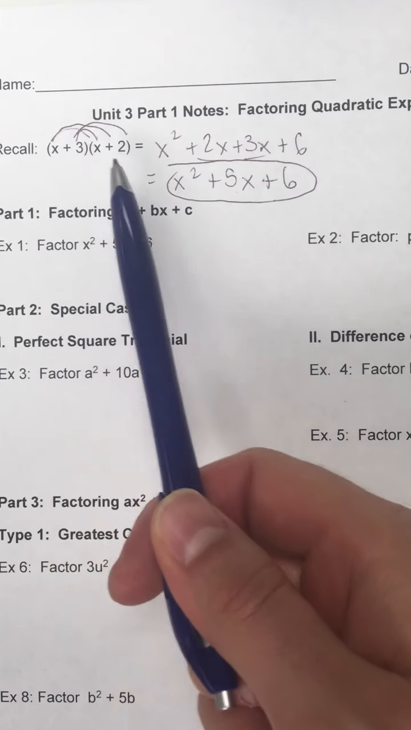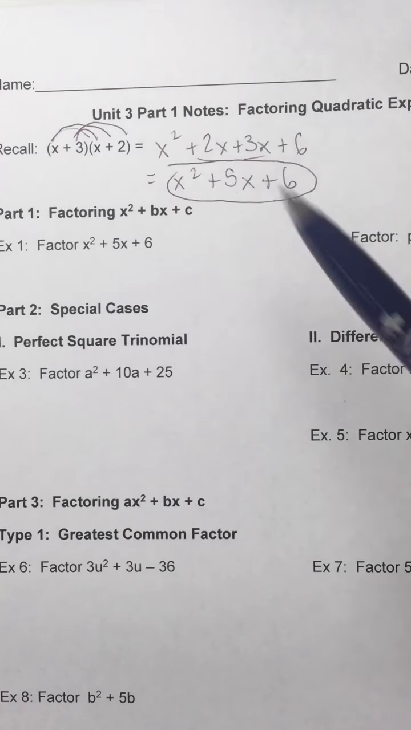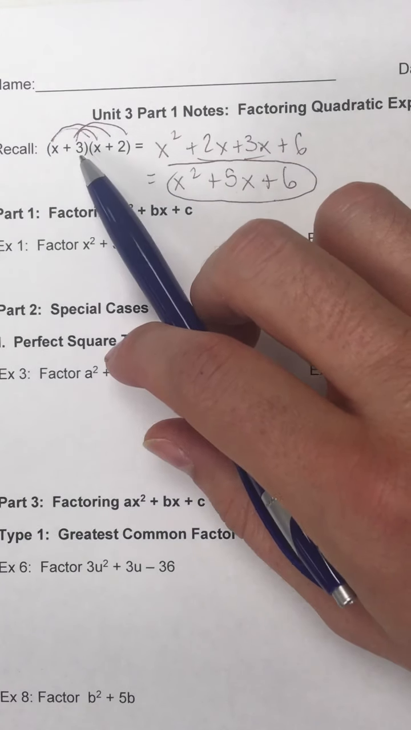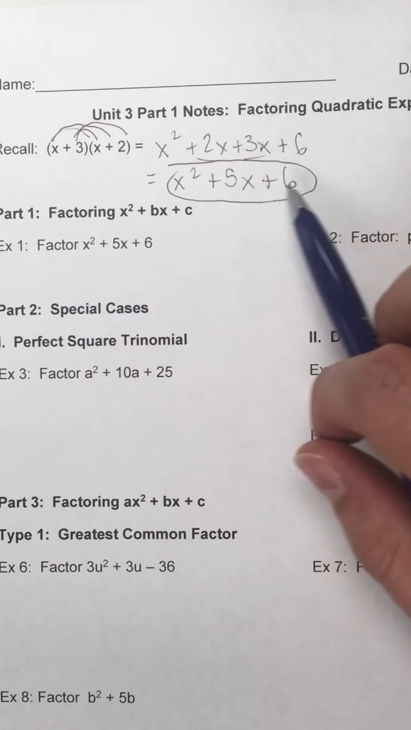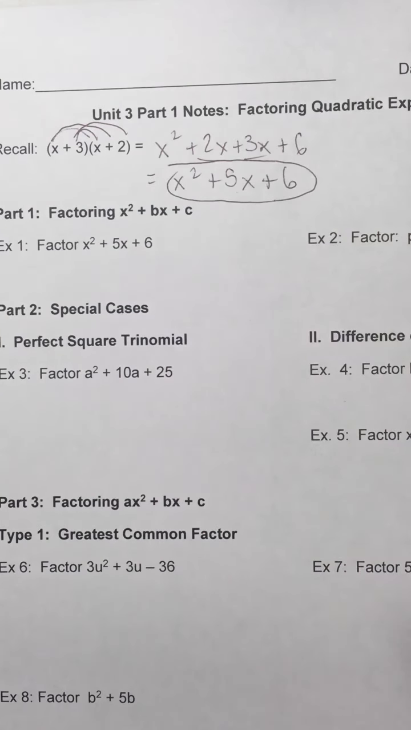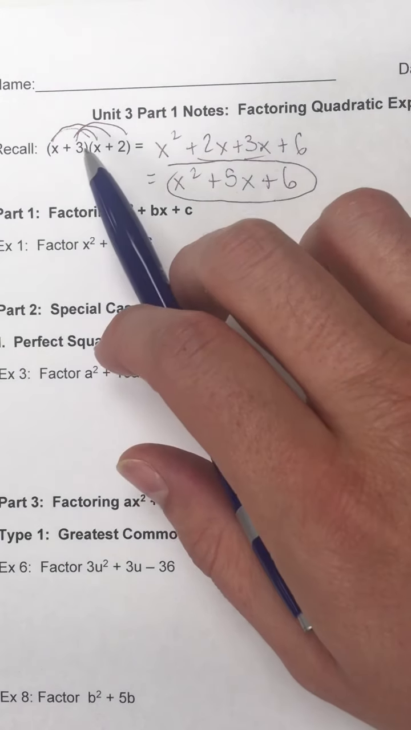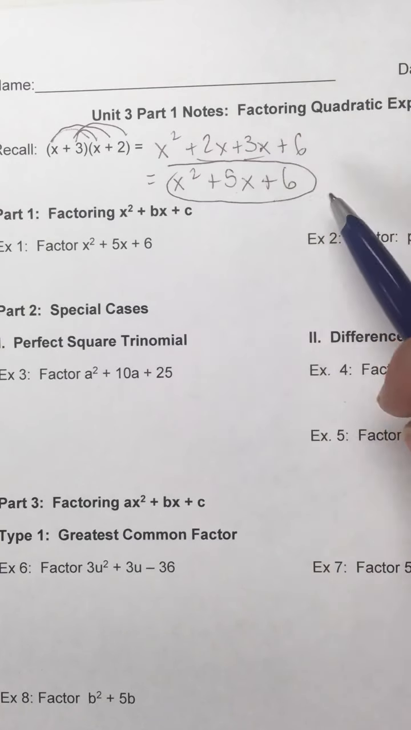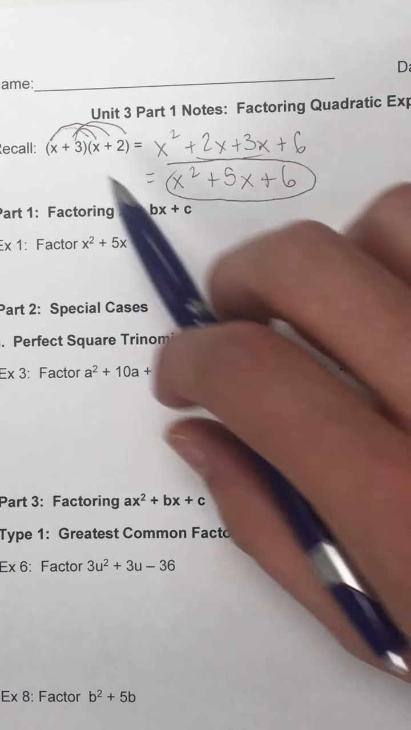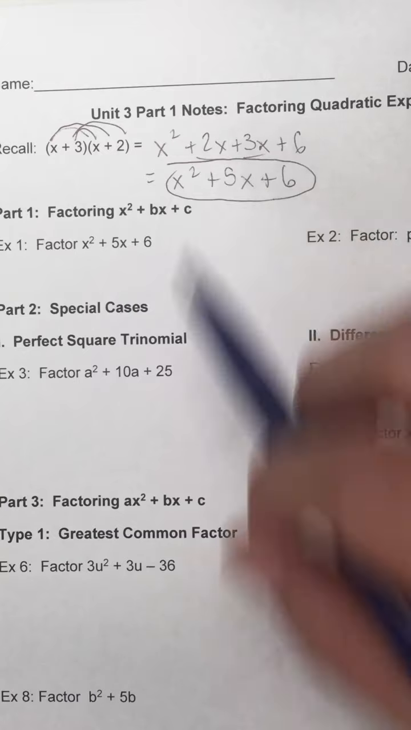So we already know what the answer is. What I want you to do right now, just take a moment and look at it. What do these numbers in the answer, the 3 and the 2, have to do with these two numbers in the problem? x squared plus 5x plus 6. These two numbers, 3 and 2, they multiply to give you what? To give you 6, the back number. They add to give me 5, the middle number.